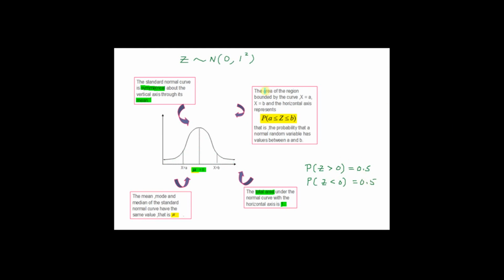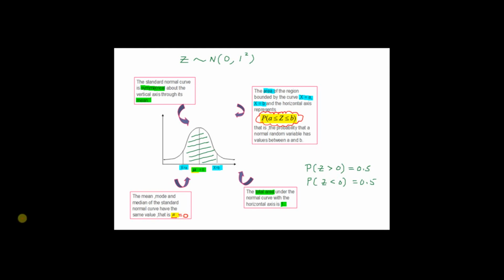The area of the region bounded by X equal to a and X equal to b, this area between X equal to a and X equal to b, is the probability that Z is more than a and less than b. You can find this probability using the probability table that is given in the exam. Lastly, the mean, mode, and median of the standard normal curve have the same value, equal to mu, where the mean, mode, and median equal 0.